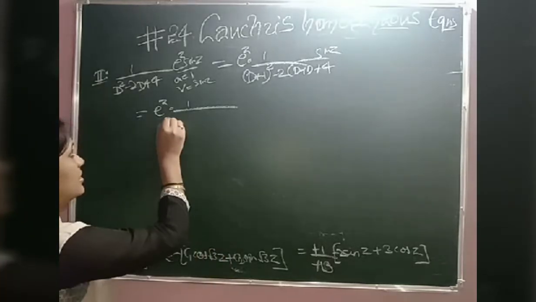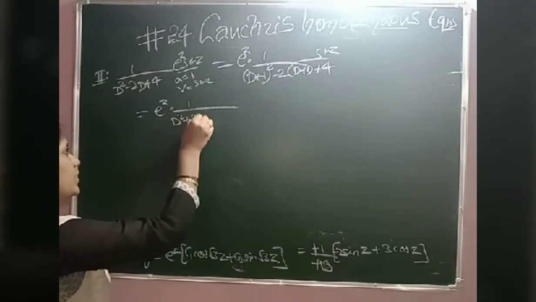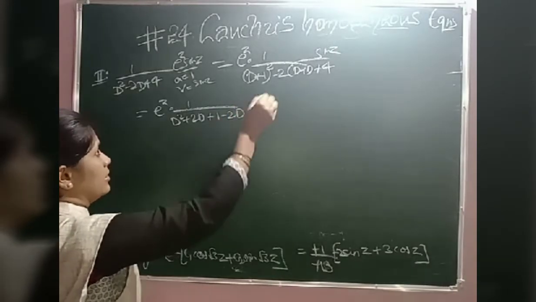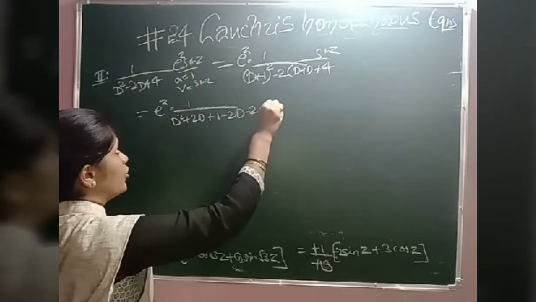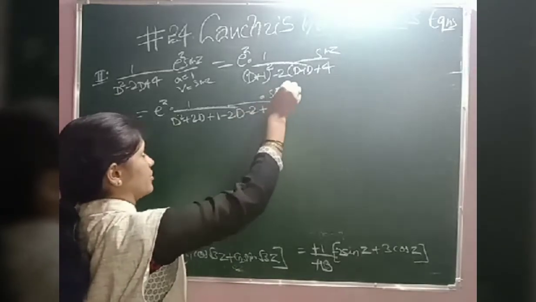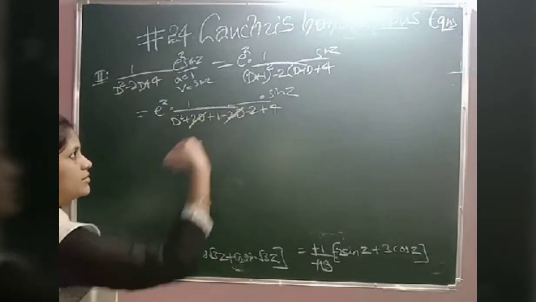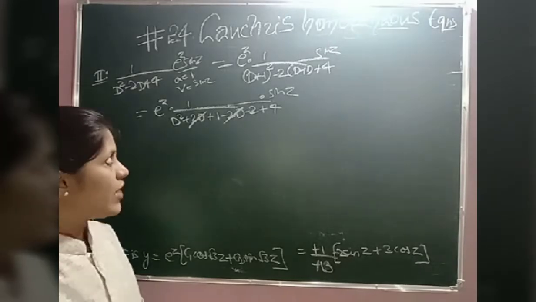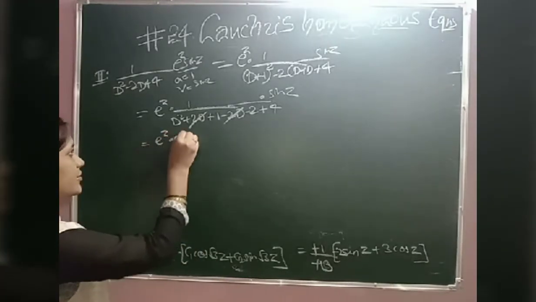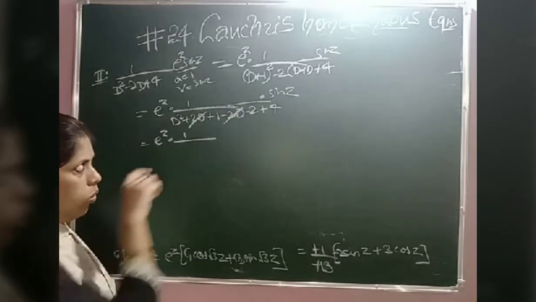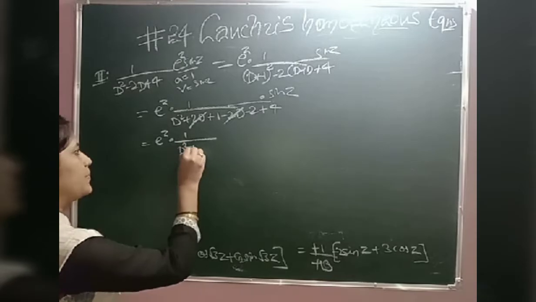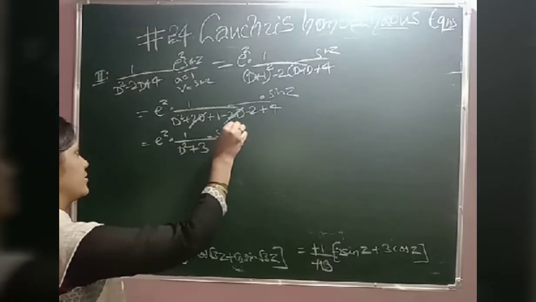Denominator can be written as D square plus 2D plus 1 minus 2D minus 2 plus 4 of sin z. So minus 2D plus 2D cancel. 4 plus 1 is 5. 5 minus 2 is 3. So e raised to z. So this can be written as 1 minus 2 is minus 1, so plus 3. D square plus 3 of sin z.